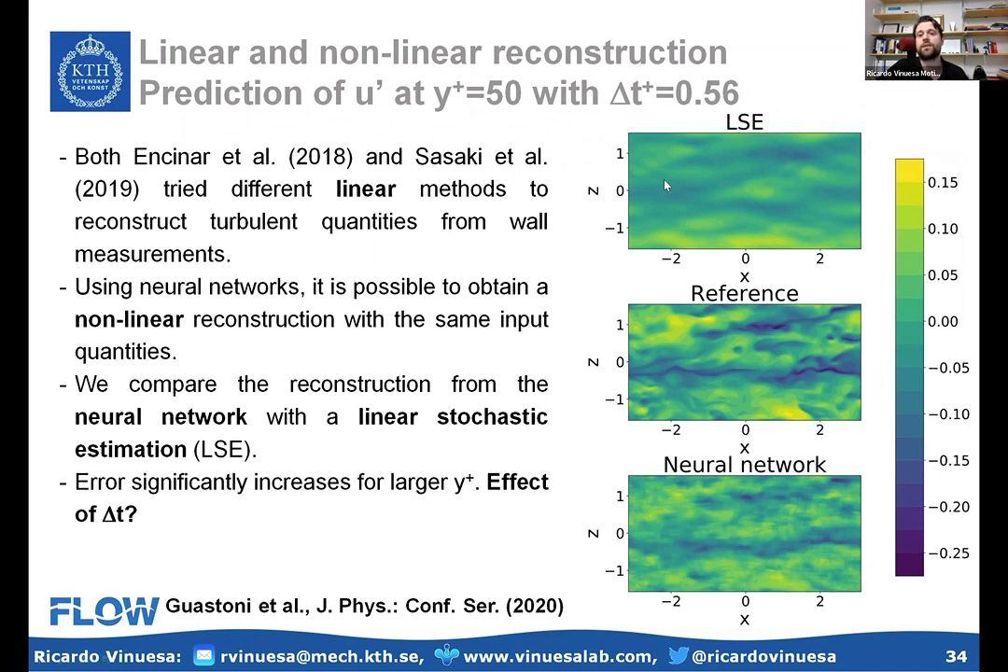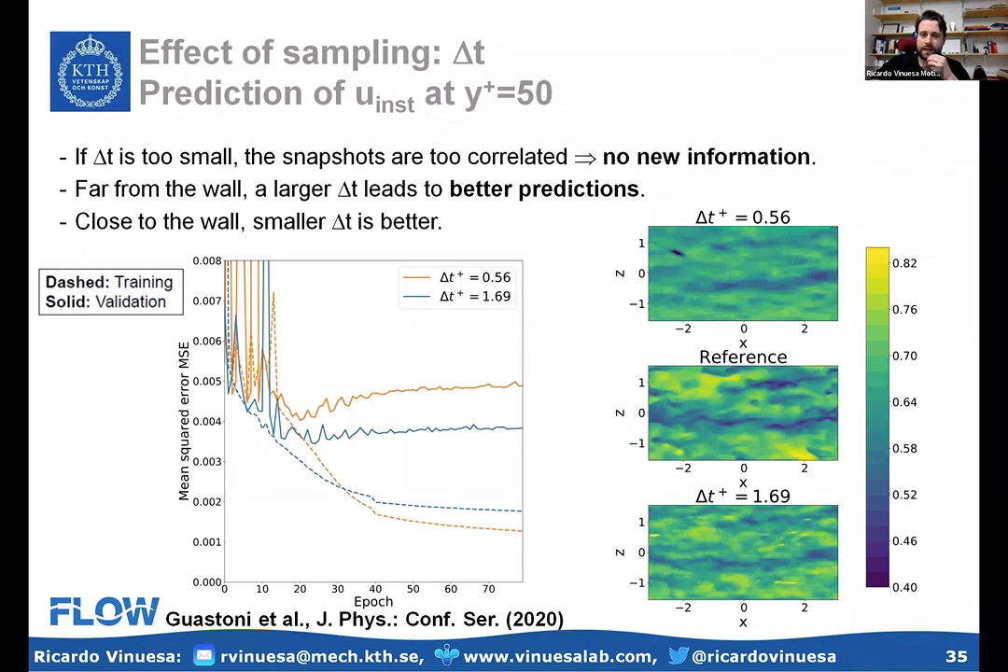You can see that the linear method is basically not predicting anything, which is quite an interesting result, because if you want to target large scales, to do control or to analyze how they are correlated with the wall, then you certainly need nonlinear methods, and deep learning in this case is really helping us. So this is what we can see when it comes to the predictions.